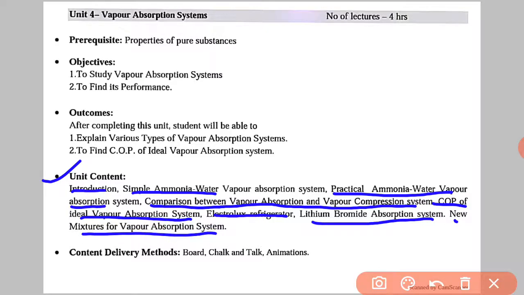So the prerequisite for this unit is properties of pure substances. That is, students must know the different properties like pressure, volume, temperature, latent heat, and different processes before going for this chapter. The objectives of this chapter are to study the vapor absorption system and to find the performance of the vapor absorption system. After completing this unit, students should be able to explain various types of vapor absorption systems and to find the COP of an ideal vapor absorption system.